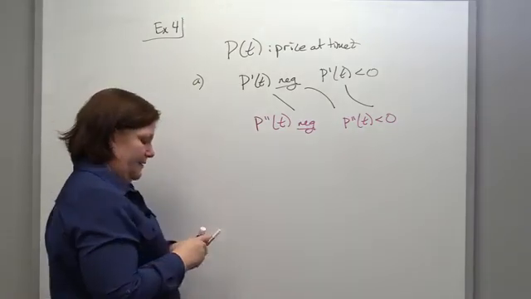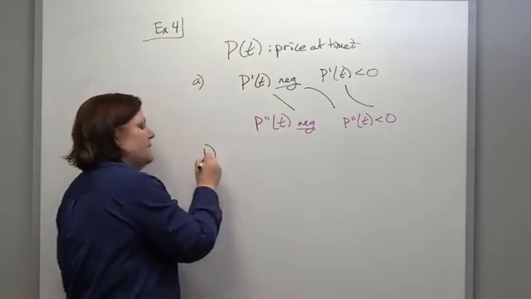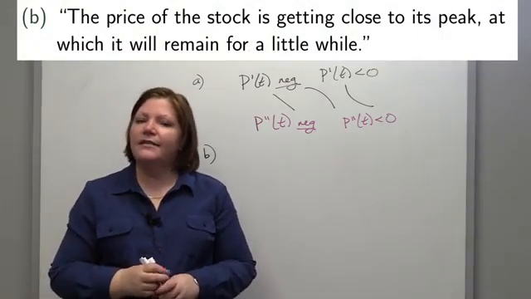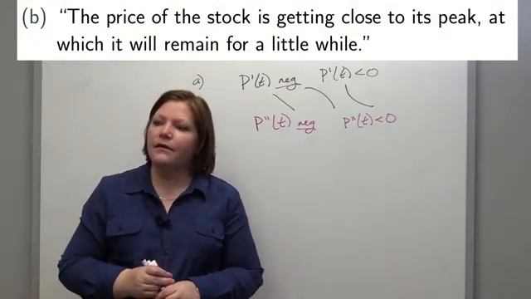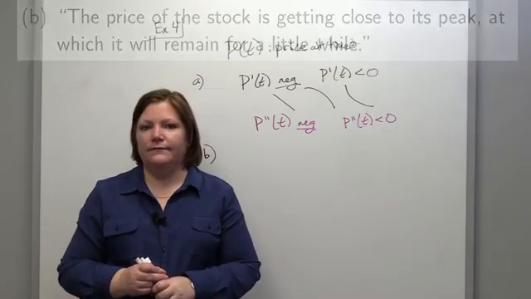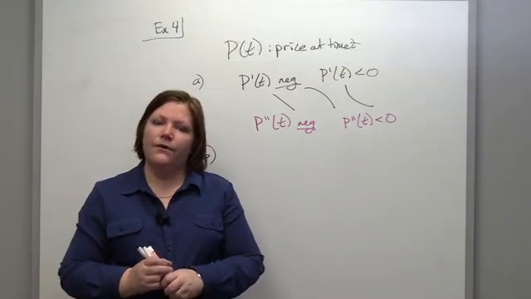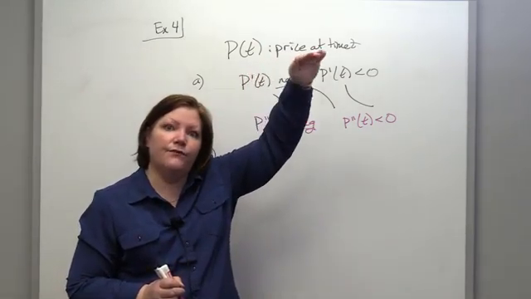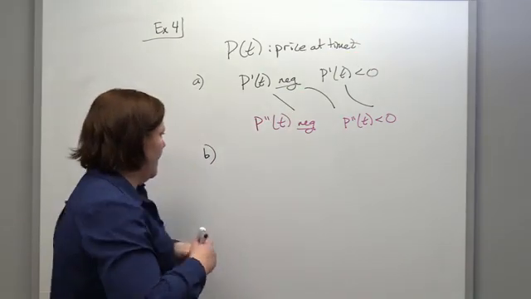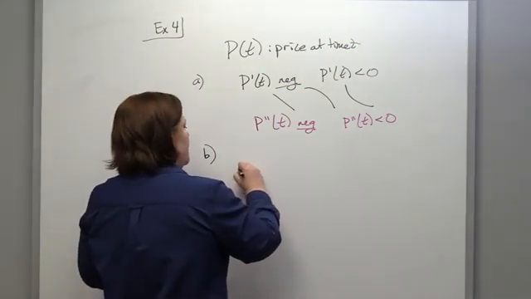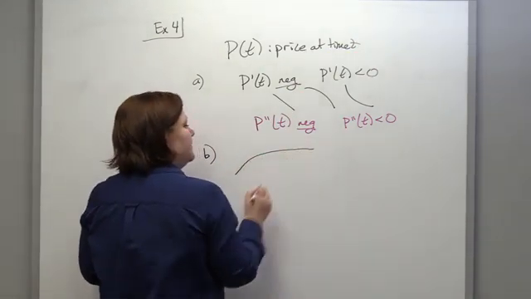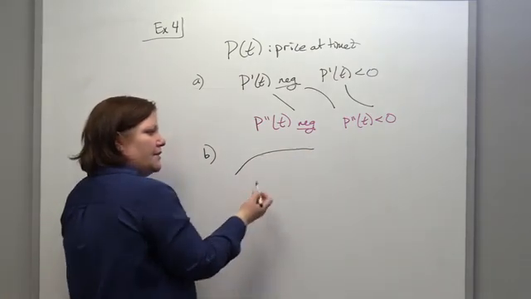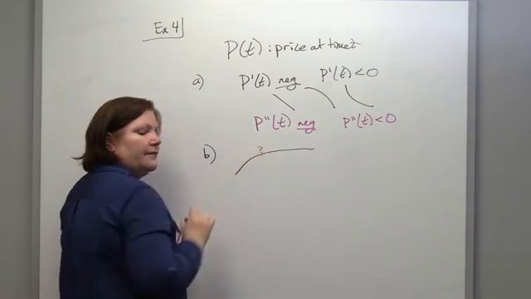The next phrase that we're given is the price of the stock is getting close to its peak, at which it will remain for a little while. So think about it. It's getting close to its peak at which it'll remain for a little while. So we have a situation where we have something like this, and we're getting close to the peak. So we're maybe right around here.